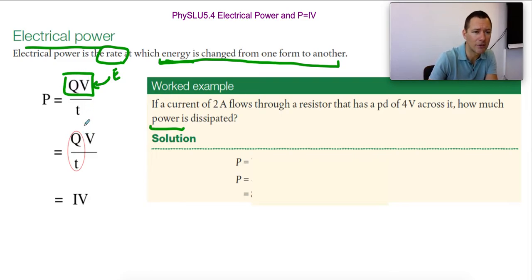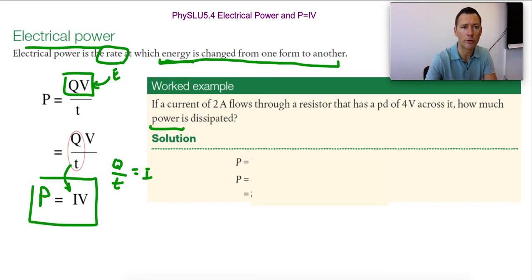If you talk about these two as charge per time, charge per time is just current. Right? That was one of our Q over T. How much charge is moving per time is really current. So they're switching that out, and you get this equation, P equals IV. It's one that you'll use a lot.